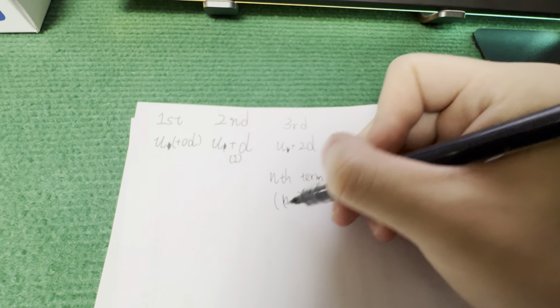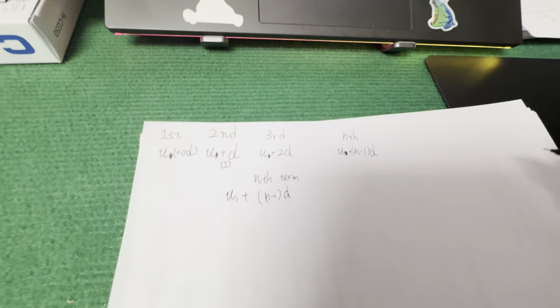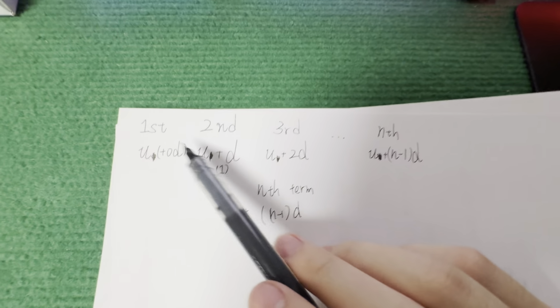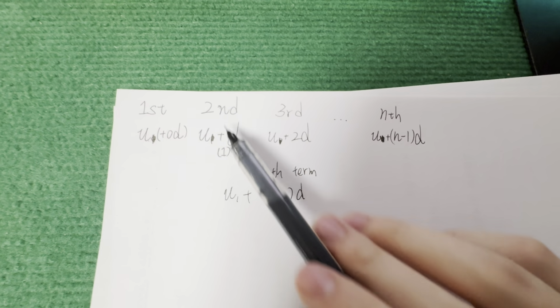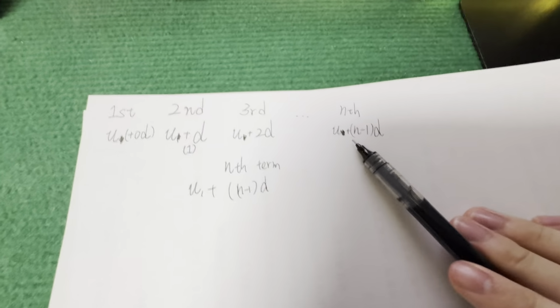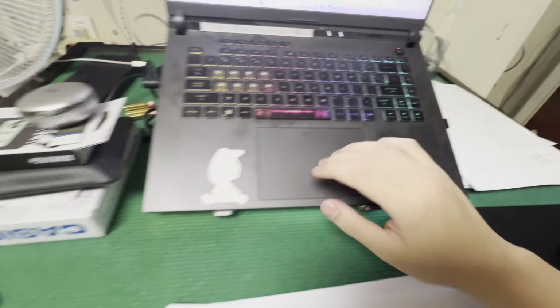We have to use U1 plus the whole thing. That's why we can get this formula. Did you guys get it? I mean, 1, 0, 2, 1, 3, 2. So if here's n, here must be n minus 1.